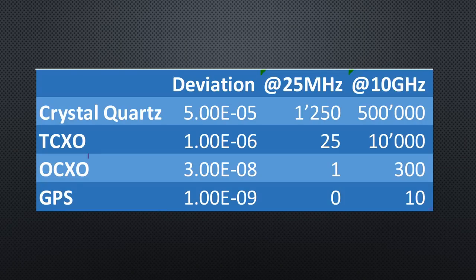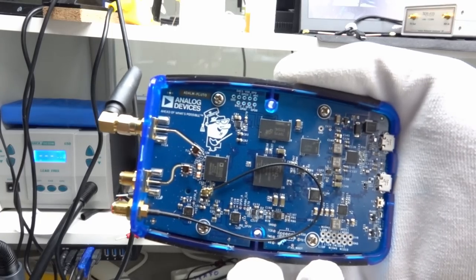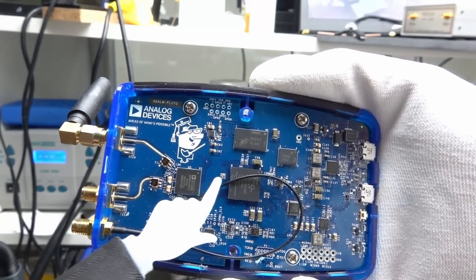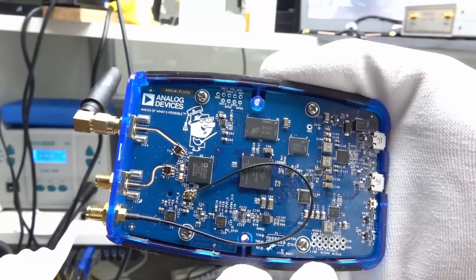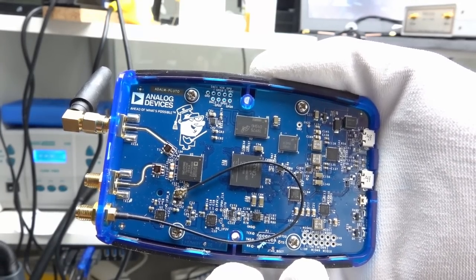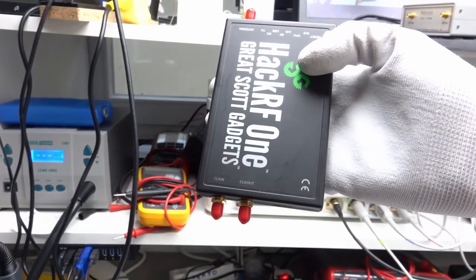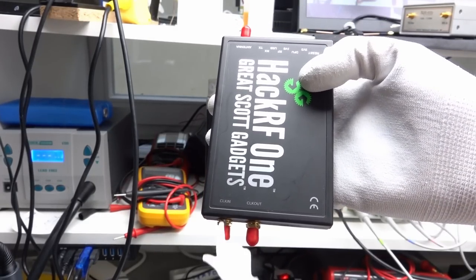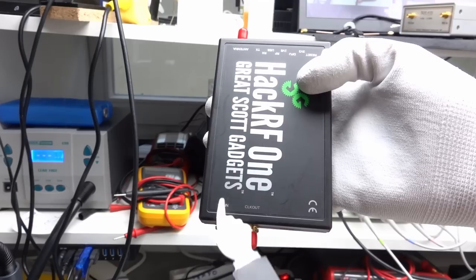If we do the calculation for 10 GHz, we get 10 kHz. Much better. But still not enough for my purpose. This is why I desoldered the TCXO in the Adam Pluto SDR receiver and changed it for a small IPX connector to connect an external, more precise reference. The HackRF, for example, already has such an input connector, as do most other time-based instruments.